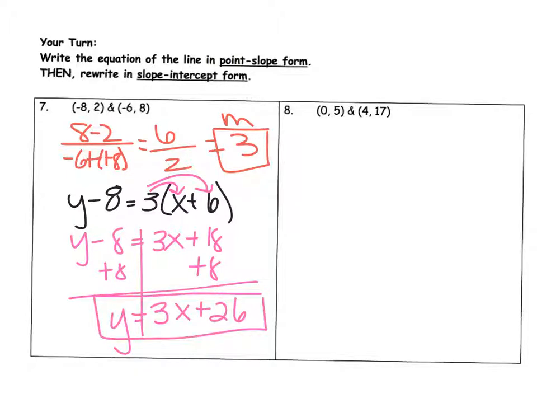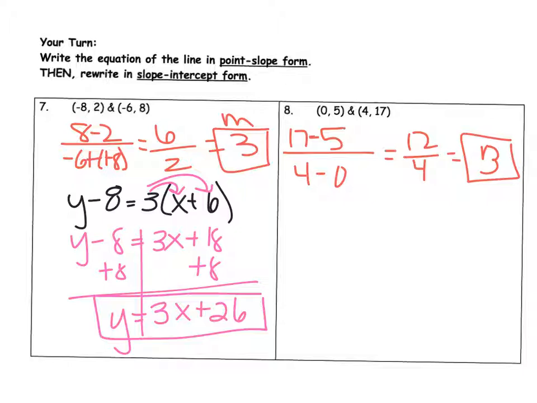There's your final answer. Looking at the second one, I need to find my slope. 17 minus 5 over 4 minus 0 gives you a slope of 12 over 4, which is 3. Your slope here is 3. Now I need to write your equation in point-slope form in order to get it into slope-intercept form. y minus 5 is equal to 3 times x minus 0.